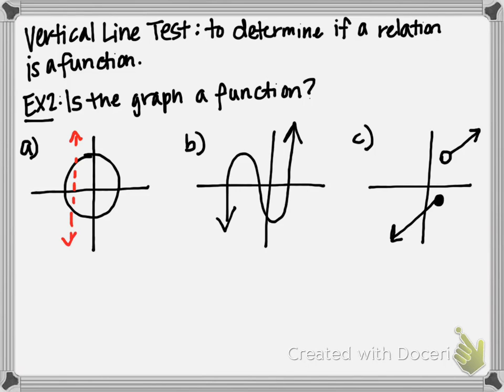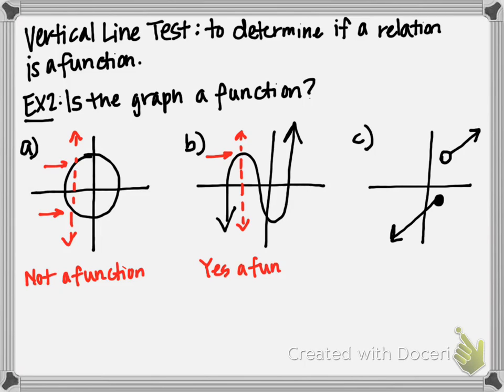If we look at the first one and we take a vertical line and go up and down, we see that that picture hits twice on the circle. That makes it not a function. The second picture, if we draw a vertical line, it hits once. That makes it, yes, it is a function.